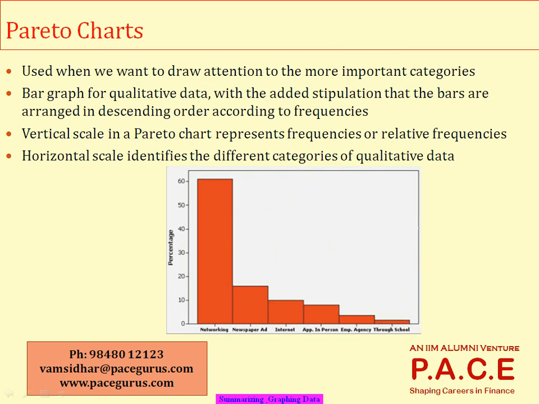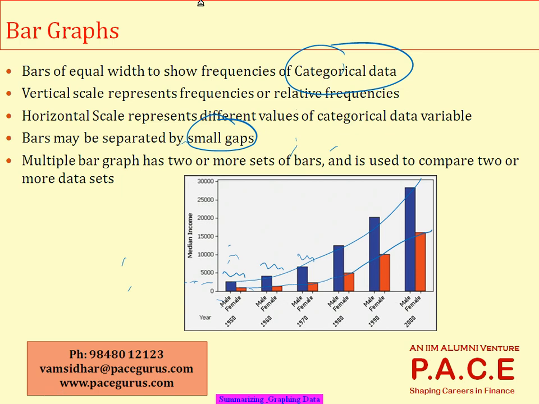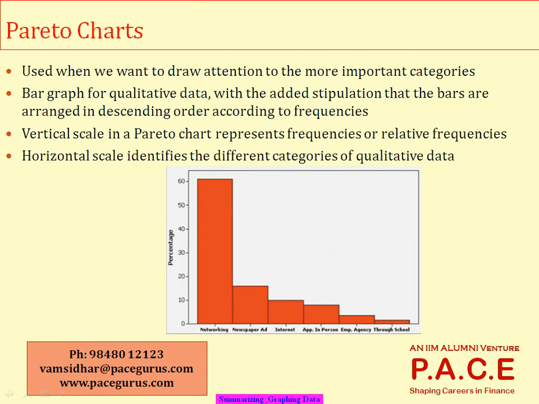Then the same bar graph with a small deviation: instead of plotting it in any order, if I plot the same bar graph in the descending order of the frequencies, the highest frequency one coming first and then the next, then we call such a graph a Pareto chart. Especially if I want to draw more and more attention to only a few categories.